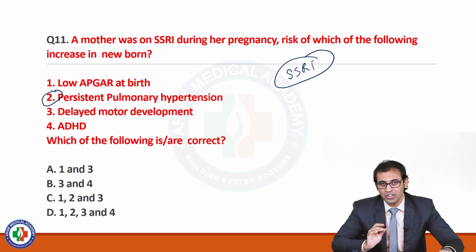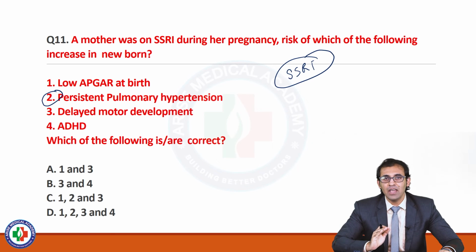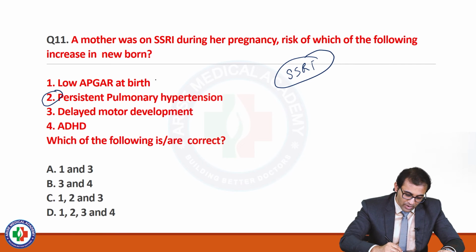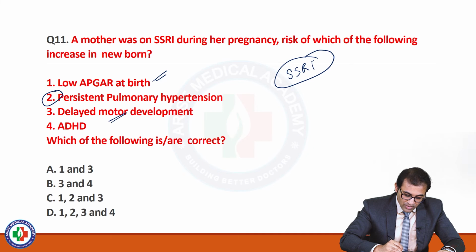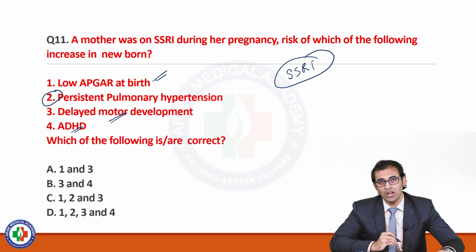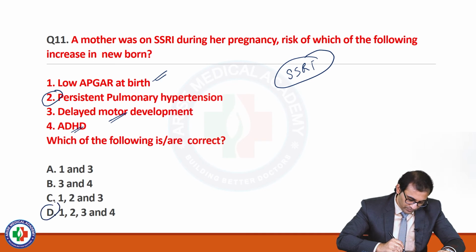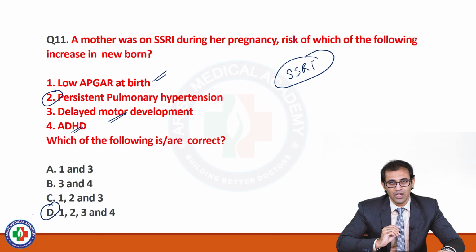But as per the research, yes, it is seen that if mother was on the SSRI, the newborn baby can have the risk of low Apgar at birth, risk of delayed motor development, risk of attention deficit hyperactive disorder. So answer will be D here. Answer will be, all options are correct.